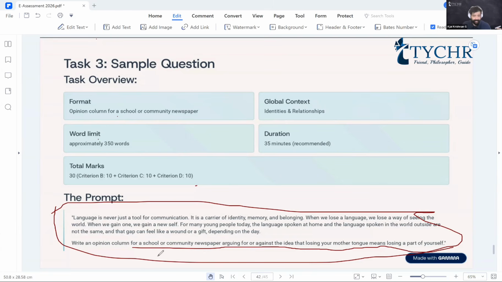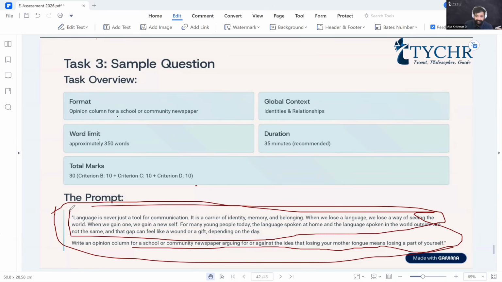This is the question. But sometimes the question will also have an added note to read before reading the question. That is for you to understand what exactly they mean by these words. So, losing mother tongue means losing a part of yourself. What does it mean? If you're unclear about that, they might have something like a description posted here.